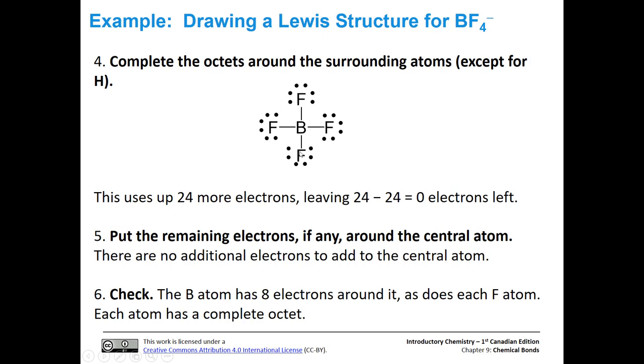So we've done that, and we have no more electrons left, so we don't have to worry about putting any electrons on that central atom. The last thing we're going to do is check and make sure that every atom in the structure has a complete octet, aside from hydrogen, which isn't here, but if it was, it would only want two. So 2, 4, 6, 8, for each atom. Good. That means we are all done with this structure.